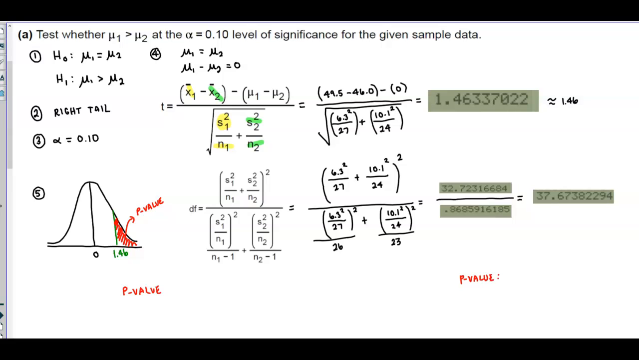Okay, for the first p-value, we're going to use tcdf. We know that our lower limit is 1.46. We know that our upper limit is 9999. And then we have our degrees of freedom, which is 37.6.